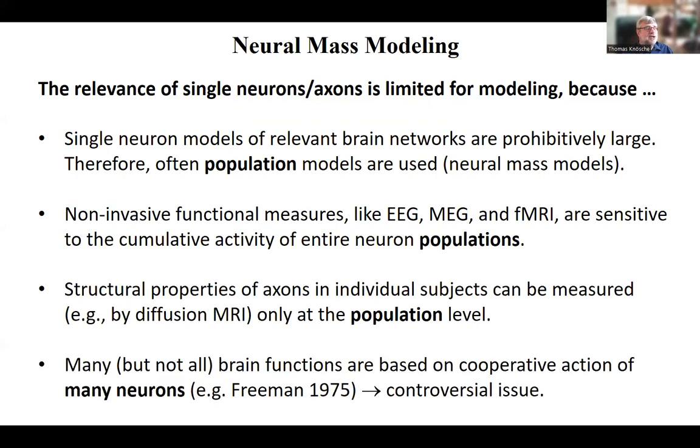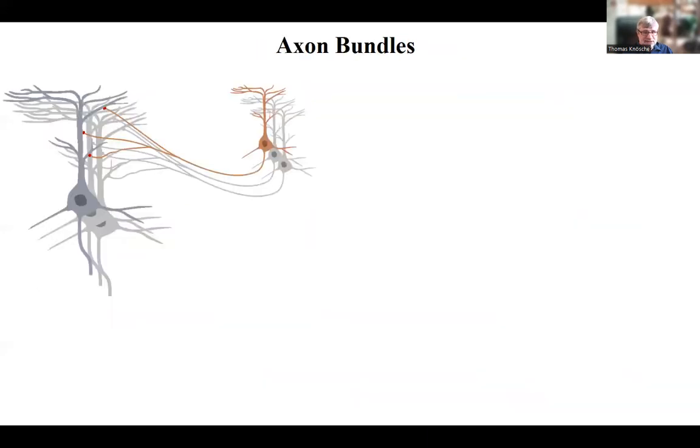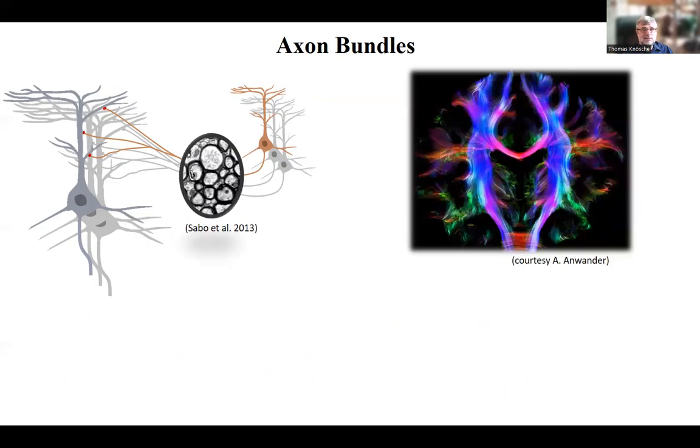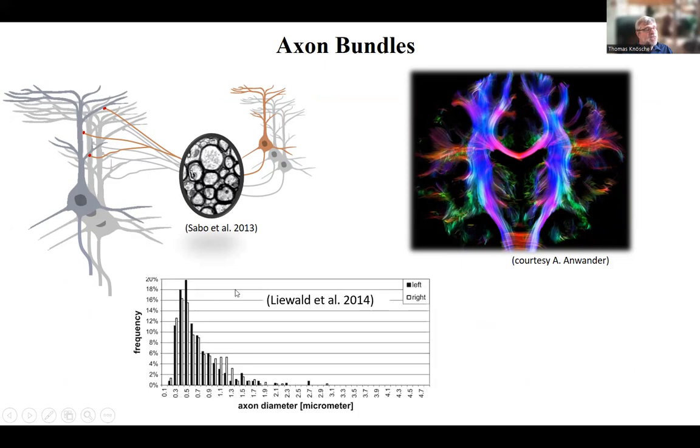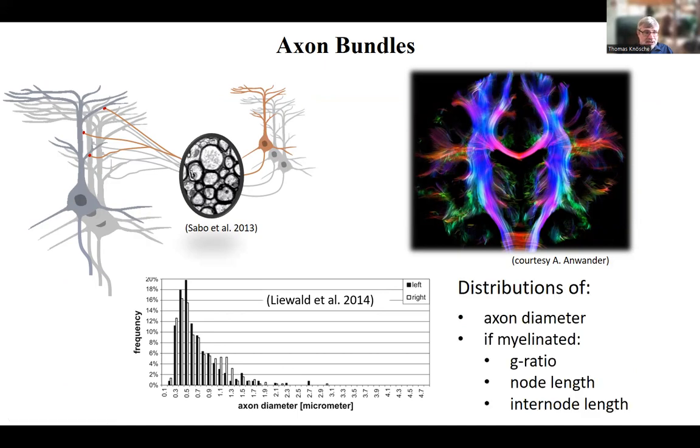And finally, population activity is also quite relevant for function in its own right. And for all these reasons, we do population modeling, and that involves modeling axon bundles rather than single axons. An axon bundle consists of many collinear axons with a distribution of diameters, about which we have some empirical knowledge. What we now need to parameterize these axon bundles are distributions of all these parameters I have just mentioned: axon diameters, G ratio, node length, internode length, and so forth.